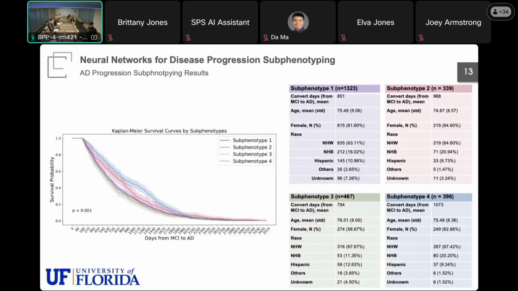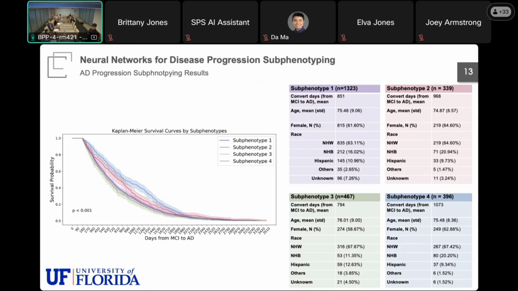Then we use time series k-means clustering to analyze the representation sequence, and we obtained 4 progression subphenotypes. You can check the figure on the left side. On the left side, there are KM survival curves. The x-axis is the time, which means the days from MCI to AD. Y is the survival probability, which means the rate of AD diagnosis. So we can see the progression timelines are very different in these 4 subphenotypes.